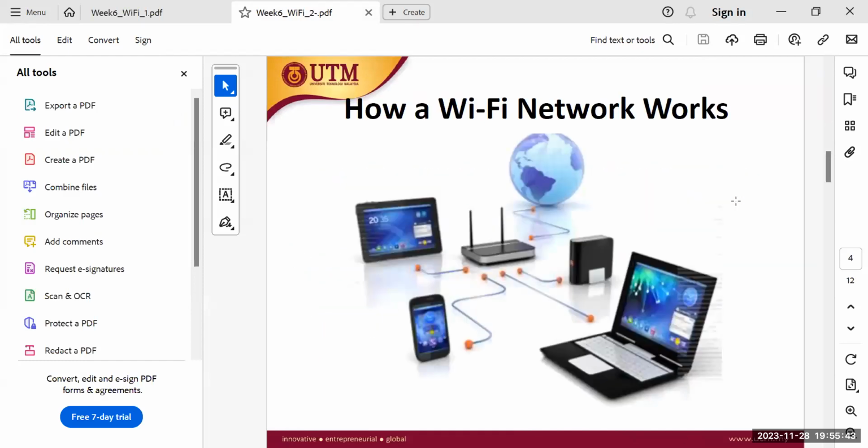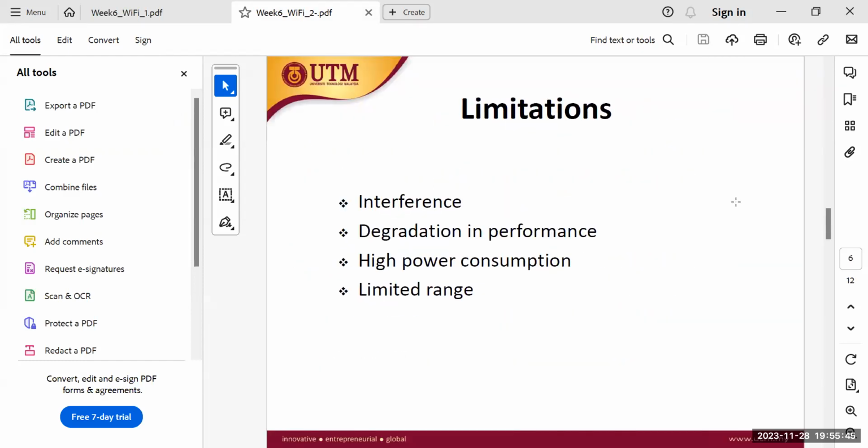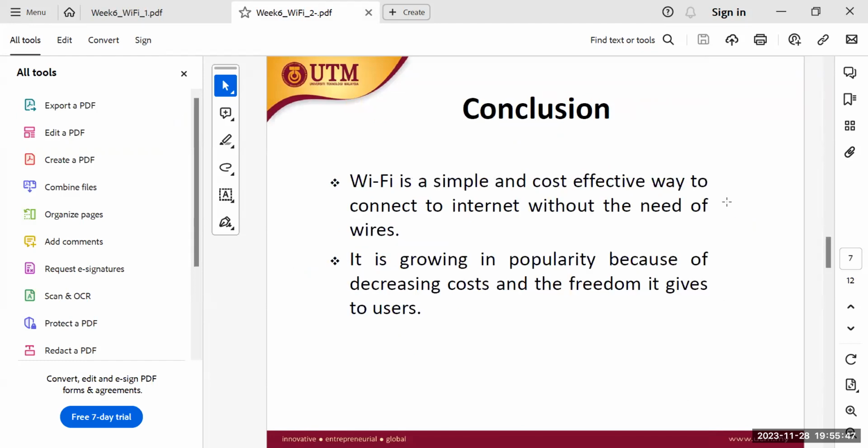Okay, so moving on. Let us conclude that Wi-Fi is a simple and cost-effective way to connect to the internet without the need for wires. It is growing in popularity because of decreasing cost and the freedom it gives to the user. So it is part and parcel of everyone's life these days.